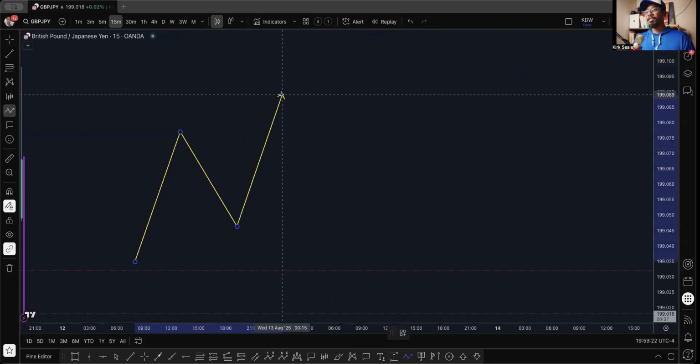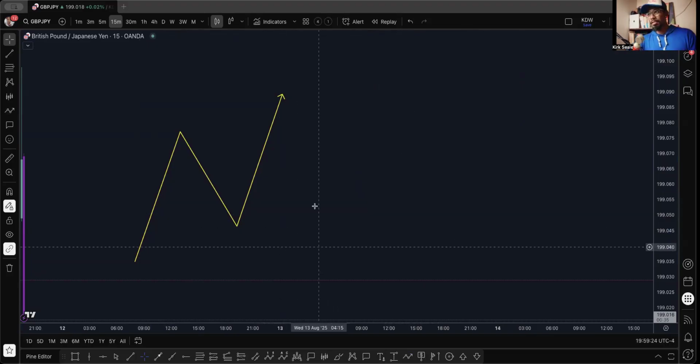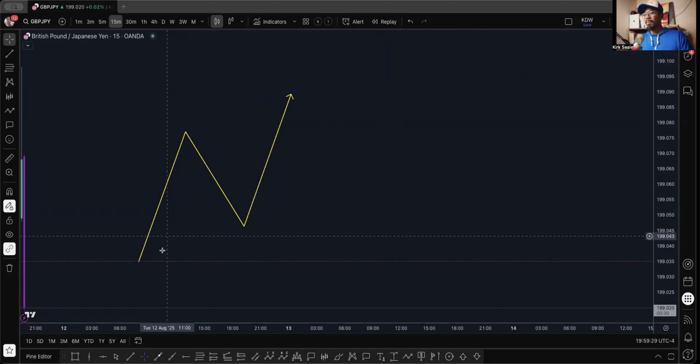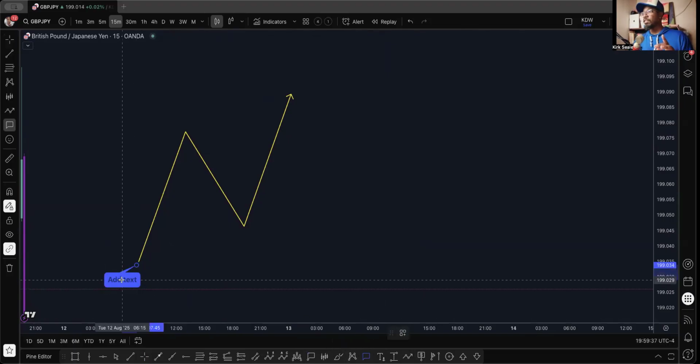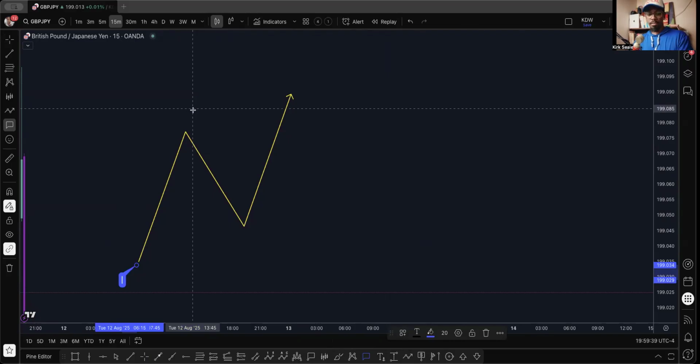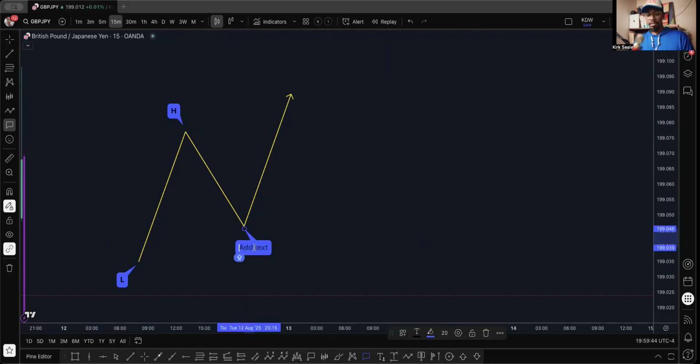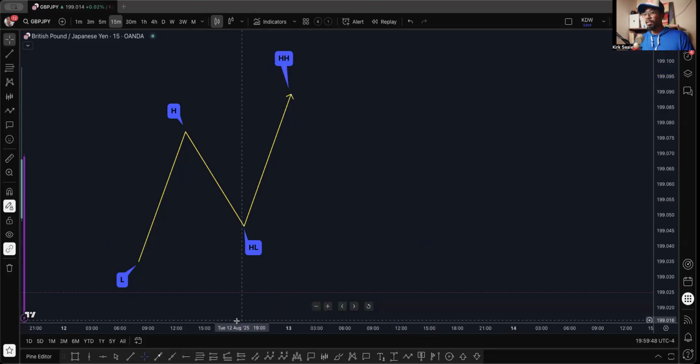So we know this pattern happens, right? The pattern has the A, B, C, D. I'm going to do it with the market structure titles. So this is the low, high, higher low, higher high, right? We buy at the higher low.